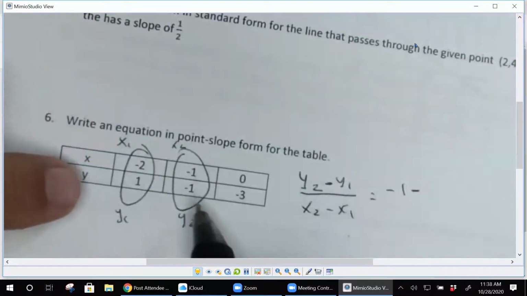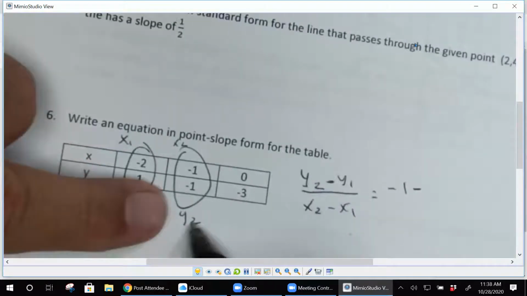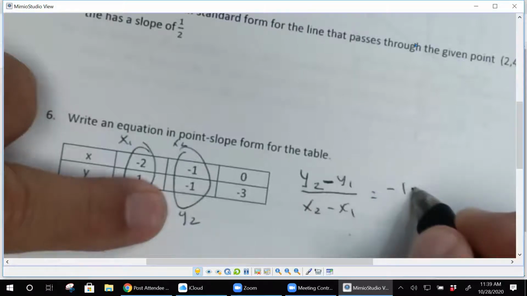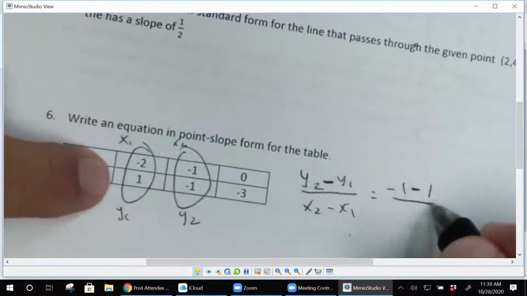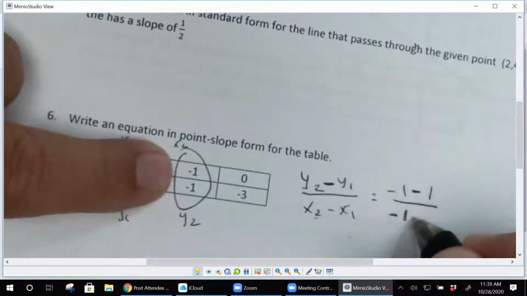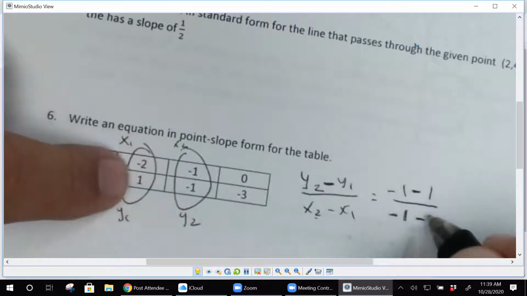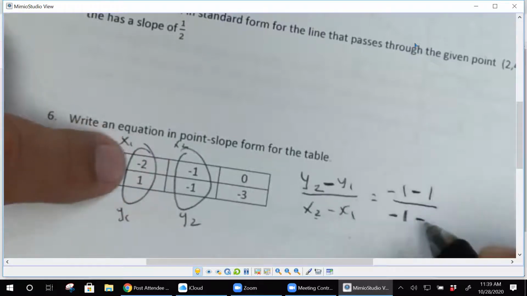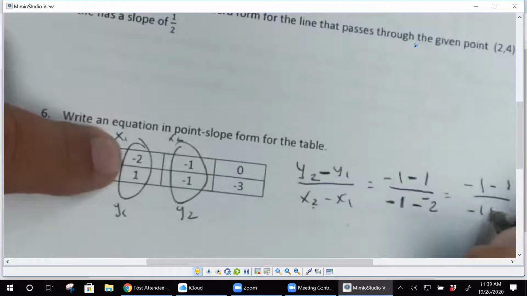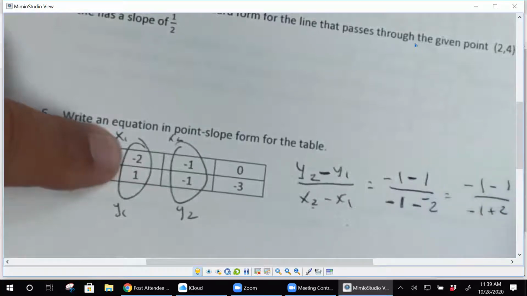All right, so anyway, we have y2 minus y1. So we said y2 was -1. This is a subtract sign, so we have the subtract sign there. My y1 is 1 over, now my x2 value is this guy over here, so it's -1. We have a minus sign, it's always a minus sign, and then my x1 value, which is right here, is a -2. So clean it up a little bit, so -1, -1. This one's -1 plus 2. And so it looks like that's going to be -2, and -2 over 1. So my slope is -2.